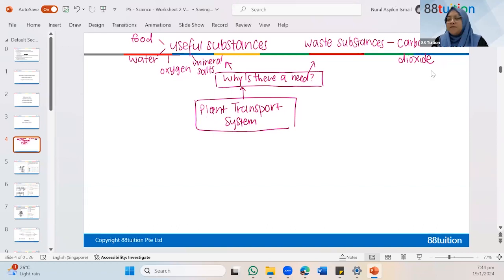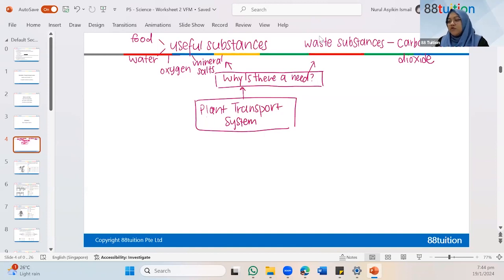But some of you might be thinking, but teacher, for plants, they make their own food. So they need carbon dioxide to make their own food. Sure. But when we are looking at waste substances, we are looking at the other aspect of carbon dioxide. It can be useful for the plants. But at the same time, when the plants respire, they give up carbon dioxide. So that's considered a waste product depending on which process you are looking at.